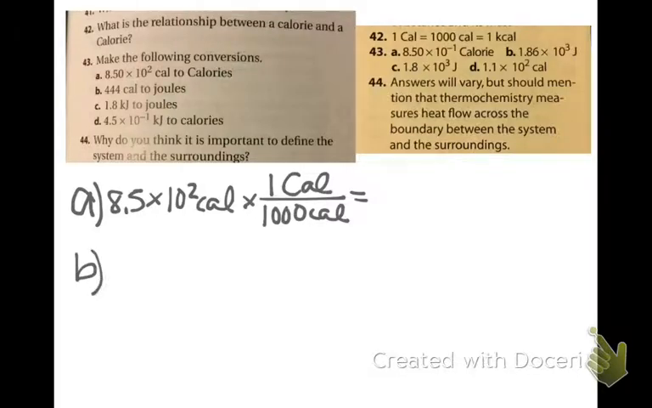For B, we're going from calories to joules, so 444 calories, and we want to go to joules.